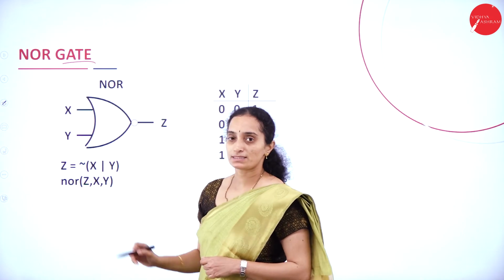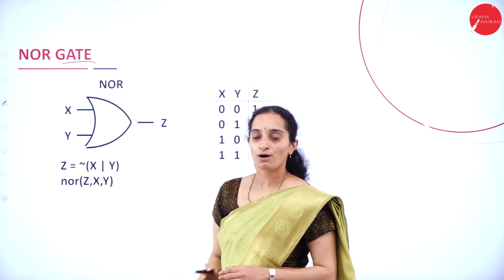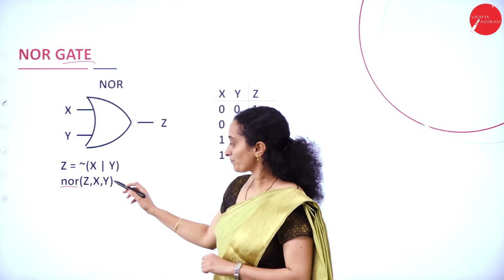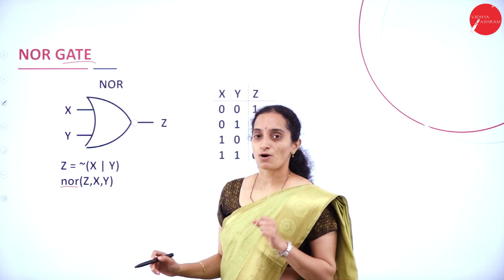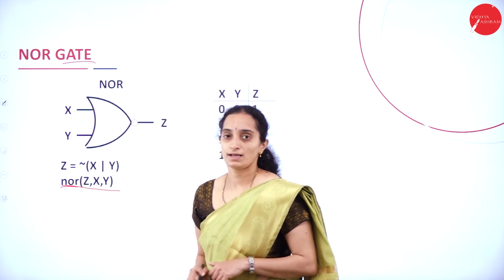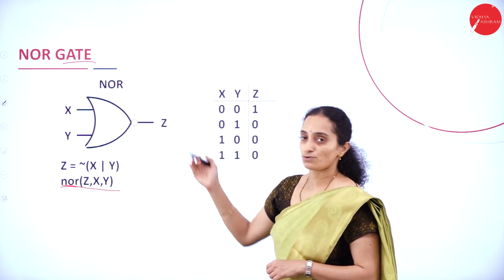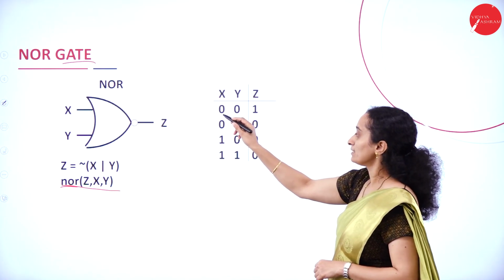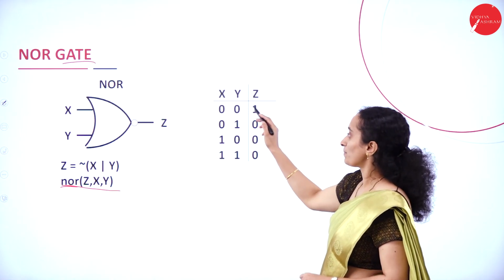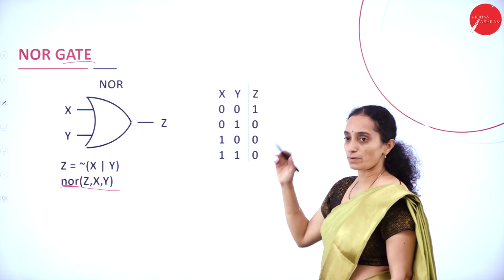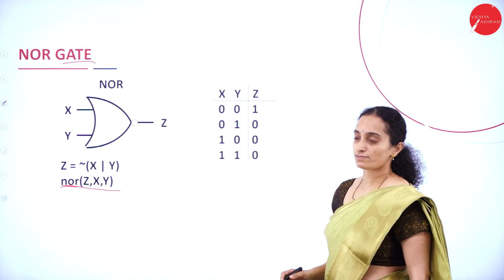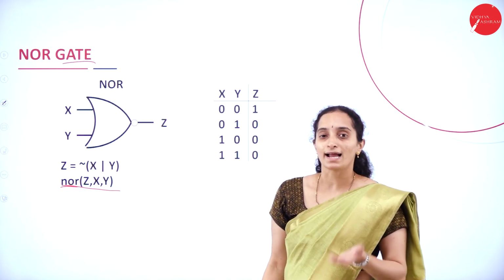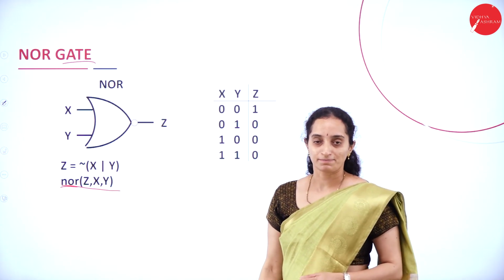Alright, it can be represented as Z equals complement of X or Y, or you can use NOR of Z comma X comma Y. So you can use it like this: X, Y, X plus Y produces Z. So this is 0 plus 0 equals 1, 0 plus 1 equals 0, 1 plus 0 equals 0, 1 plus 1 again equals 0. It is exactly the reverse of the OR gate, is it not?